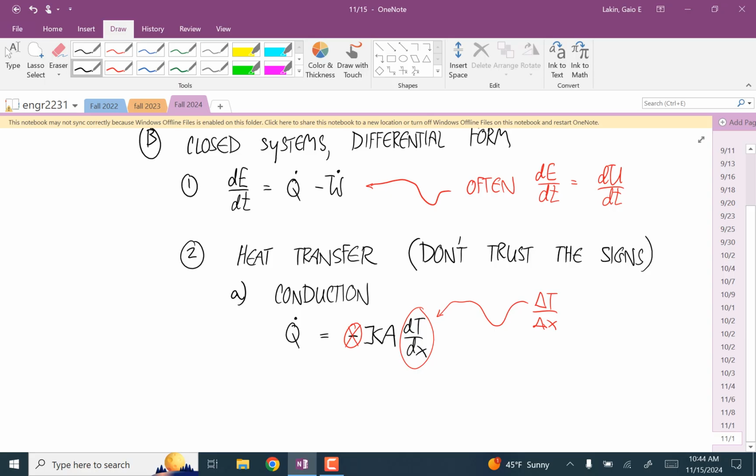Conduction is like touching a hot pan. You burn your hand even though that part of the pan isn't over the fire. The fire heats up one part of the pan, that heats up the next part of the pan, and eventually the whole pan is hot.